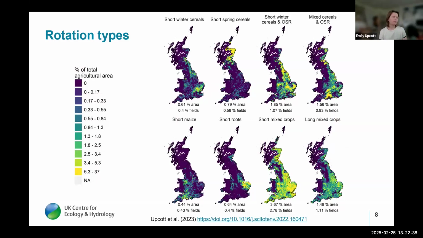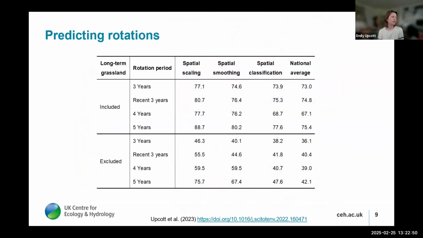Even though rotations were a small type, when we did classify them in different ways, we could see quite strong spatial patterns across the country. And then with predicting rotations, we saw that prediction accuracy varied quite a lot, between 36 and nearly 90% in the different models we ran. And we saw that our approaches were generally more accurate when we included long-term grassland in our predictions, when rotations were longer, and when the spatial context we included in our models was more local.